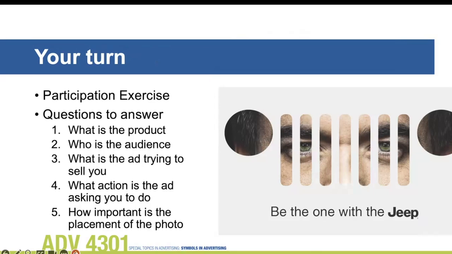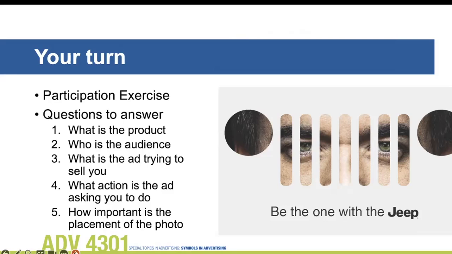This is the participation exercise for today, for this video. I want you to look at this ad that I have right here, this Jeep ad, and I want you to answer some questions. Of course, some of them are going to be super easy, but sometimes they're not so easy. Sometimes advertisers have a tendency to hide what they're selling. So I want you to tell me what the product is, who they're advertising to, what is their audience, and what the ad is trying to sell you.